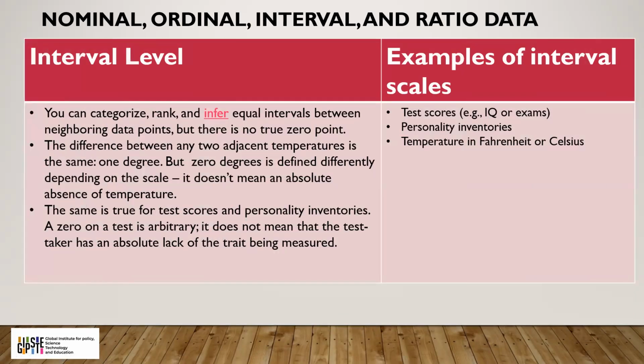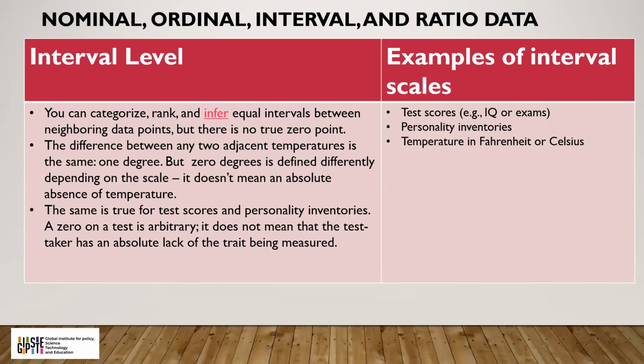We also have the interval level. Here you can categorize, rank, and infer equal intervals. The emphasis on the equal intervals makes it different from the ordinal scale between neighboring data points. But there is no true 0 point. Take note, there is no true 0 point. That makes it different from the ratio level.